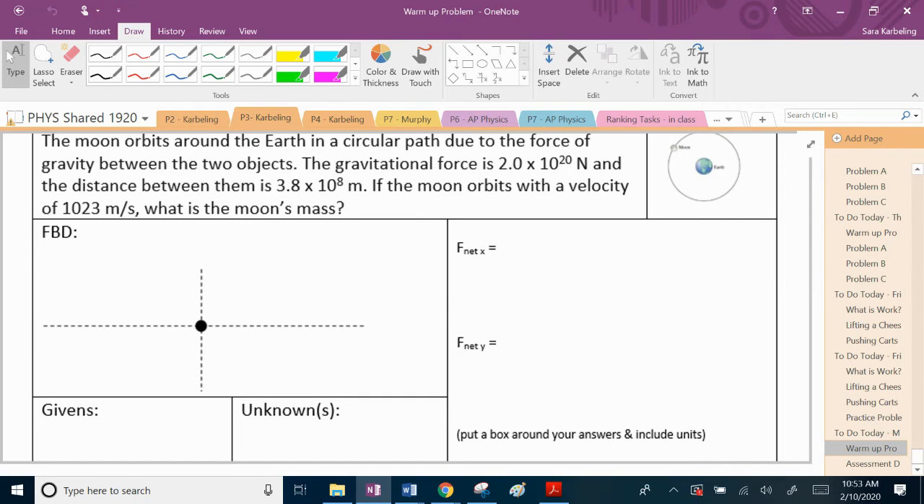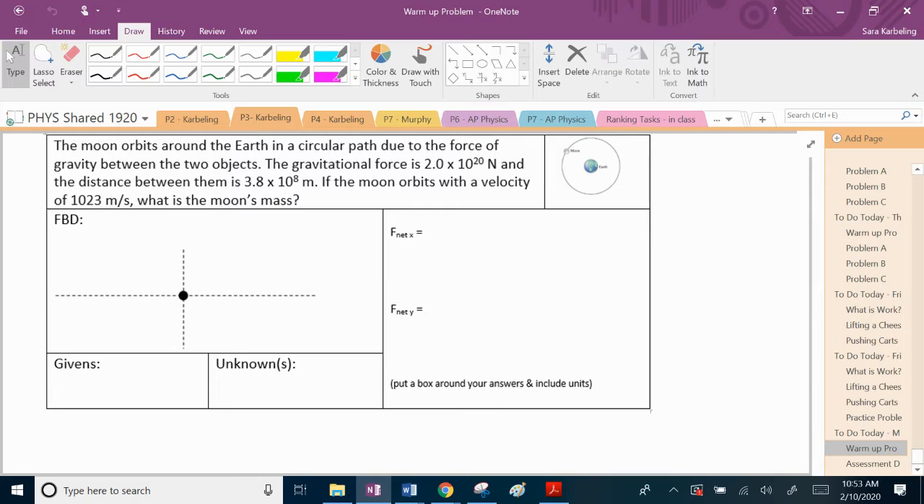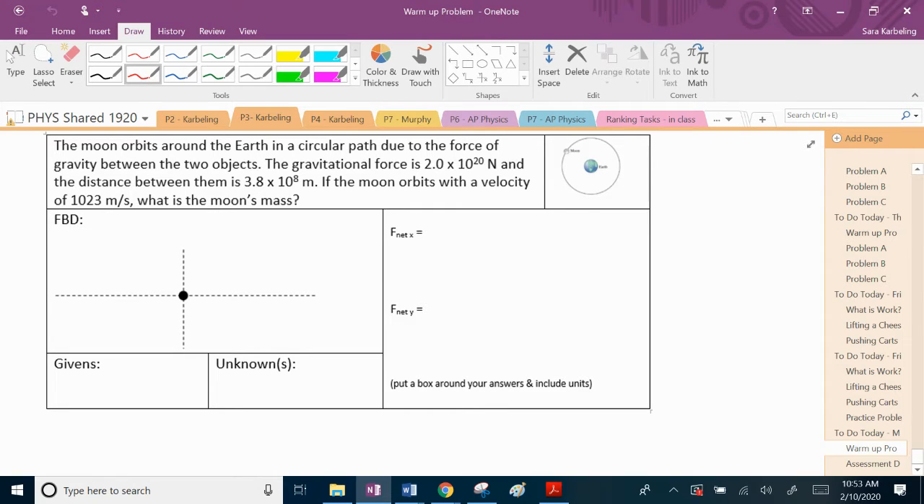Let's start with givens. Does that sound okay? Givens seem like an easy place to start. So what you got? Tell me a given. You know the distance. The distance between the moon and the Earth, what does that represent in terms of circular motion, though? The radius. So I'm going to write it down as the radius. The radius is 3.8 times 10 to the 8th meters. Awesome. That's one thing. What else do we know?